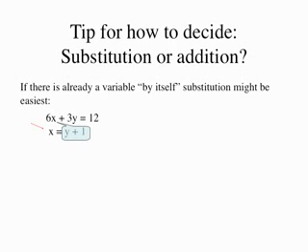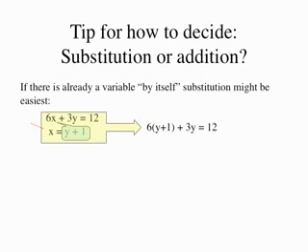And so we have x is the same thing as y plus 1. So I can replace the x in the first equation with the expression y plus 1. When I do that, I get 6 times the quantity y plus 1, plus 3y equals 12. Notice this equation only has the variable y in it, and I can solve this to find the y coordinate of the solution. The reason it was easy to plug in here is because we already had x all by itself.